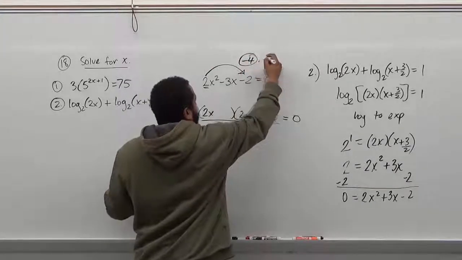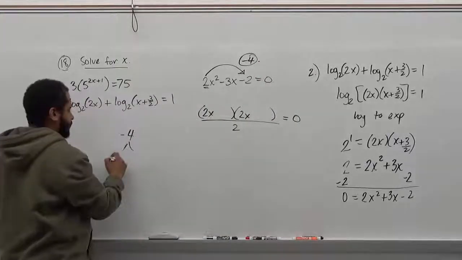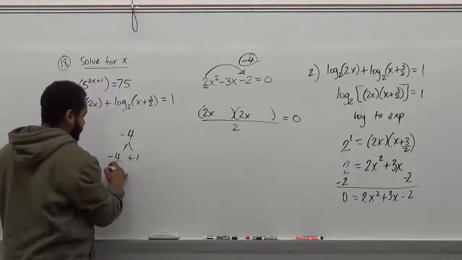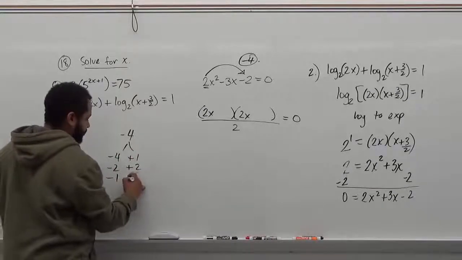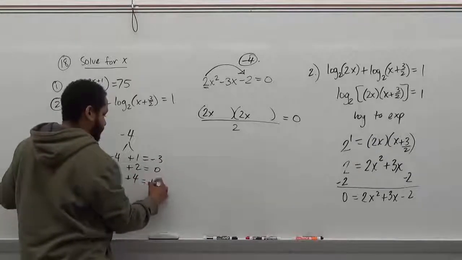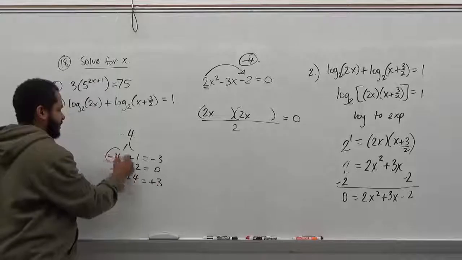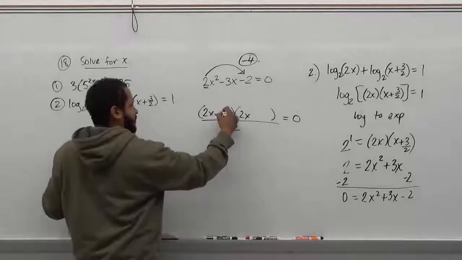And we're looking for the factors of the master product, which is negative 4, that add up to negative 3. So the factors of negative 4 that add up to negative 3 are going to be negative 4, positive 1, negative 2, positive 2, or negative 1, positive 4. Here we have negative 3, here we have 0, here we have positive 3. So we're looking at these two, minus 4, positive 1.